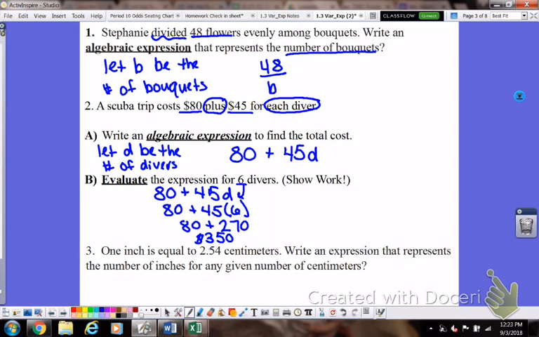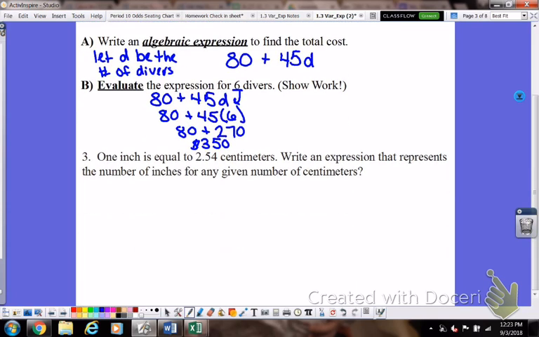And last up, number 3, 1 inch is equal to 2.54 centimeters. Write an expression that represents the number of inches for any given number of centimeters. Anytime it's any given number, that means we're going to need a variable. So what do we know? 1 inch is 2.54 centimeters. So any given number of centimeters, there's our unknown. We're going to define our unknown. Let C be the number of centimeters.